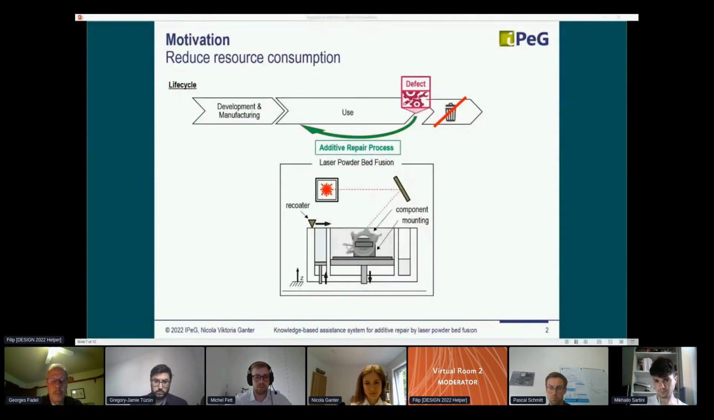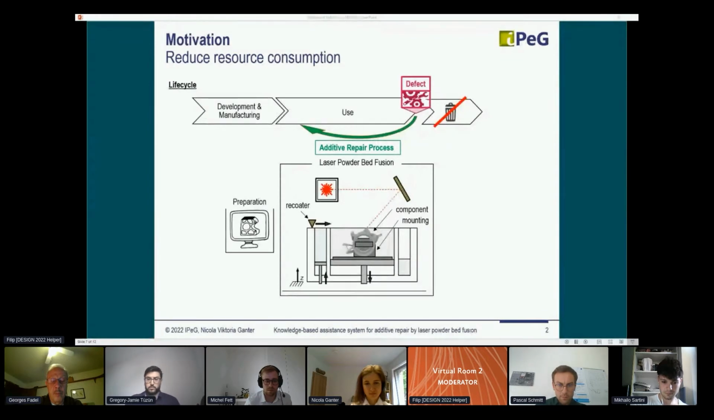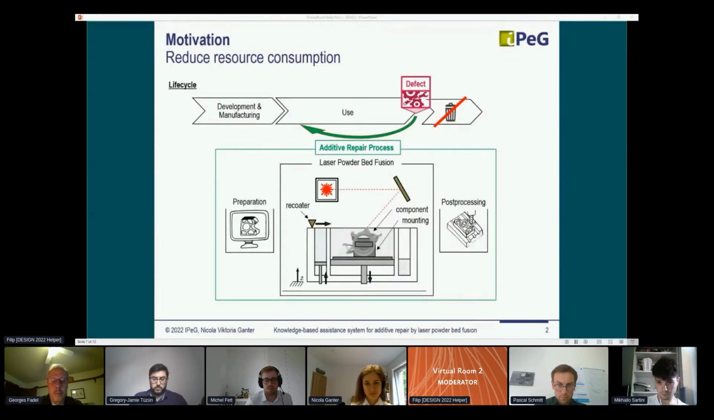The process is based on the principle that a recoater applies a powder layer to a building platform like a squeegee. Then a laser selectively melts the powder material. For a repair, the component must usually be prepared in a milling process. A flat plane must be produced on which the powder material can be applied by the recoater. After the additive process, functional surfaces are post-processed.